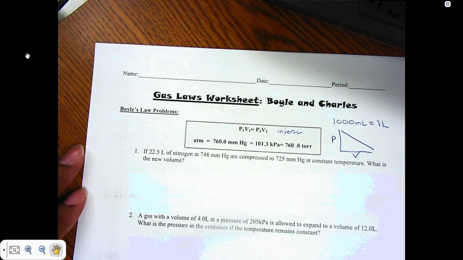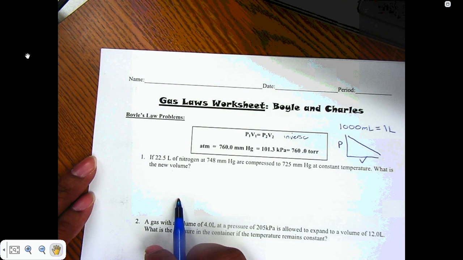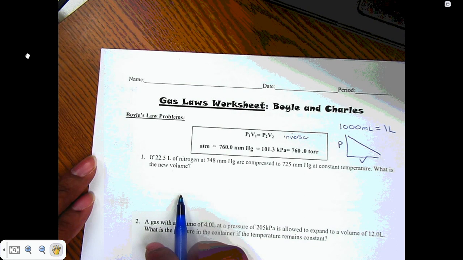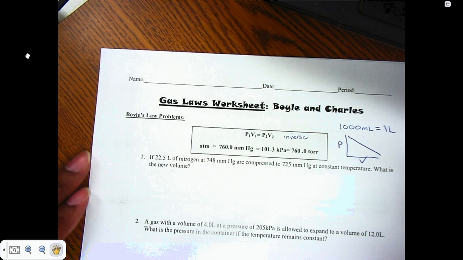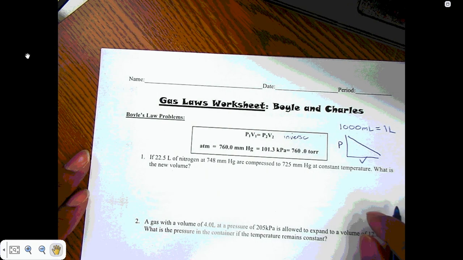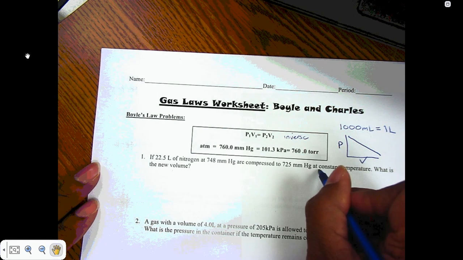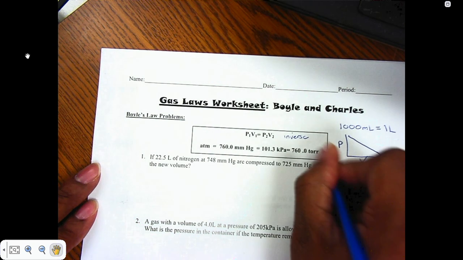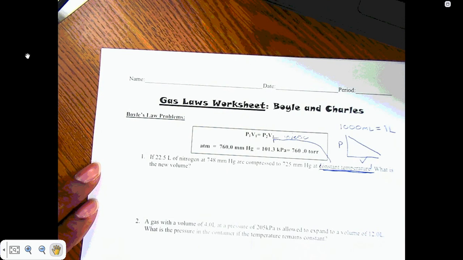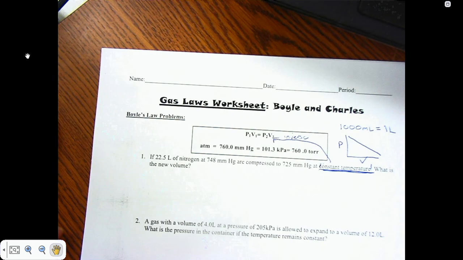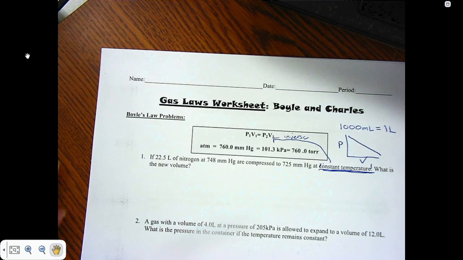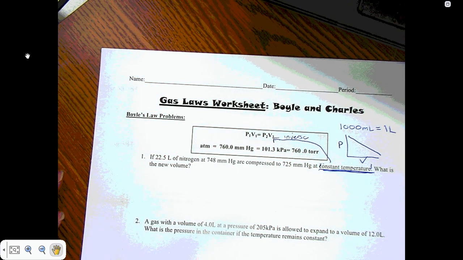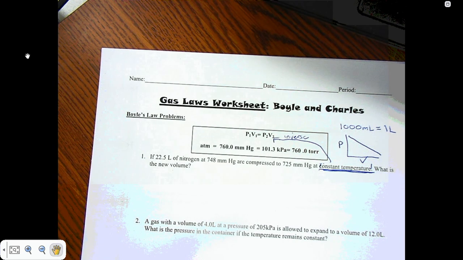Alright, so let's get started. We start with, if 22.5 liters of nitrogen at 748 millimeters mercury are compressed to 725 millimeters mercury at constant temperature, what is the new volume? Now remember, constant temperature is definitely a telltale sign when you're dealing with Boyle's law, because usually you're comparing pressure and volume solely if you have constant temperature. Sometimes questions might trick you and give you a certain temperature and not list another temperature. You could assume that the temperature maintains the status quo.